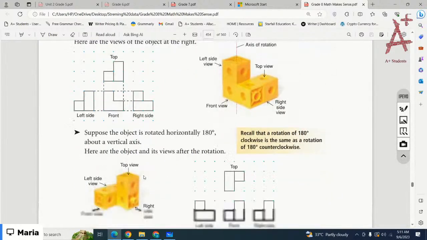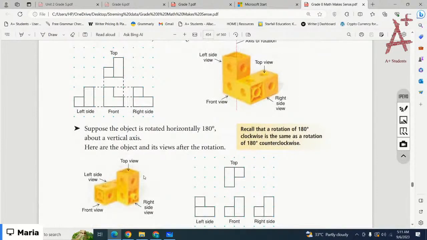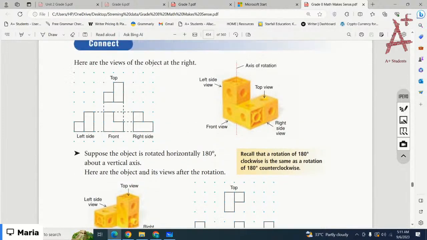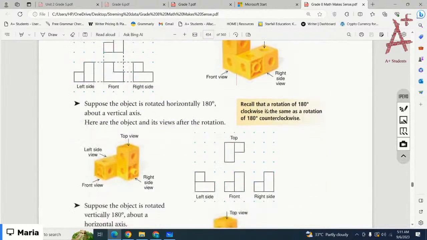Suppose the object is rotated horizontally 180 degrees about the vertical axis. Recall, a rotation of 180 degrees clockwise is the same as a rotation of 180 degrees counterclockwise. So the basic thing is you have to rotate the image 180 degrees. That's the original image, and when you rotate it, it would look like this.